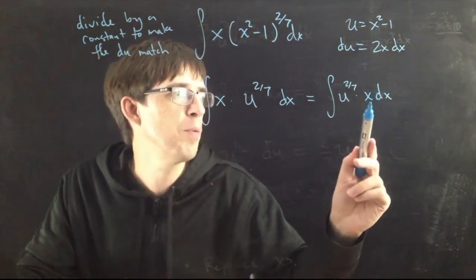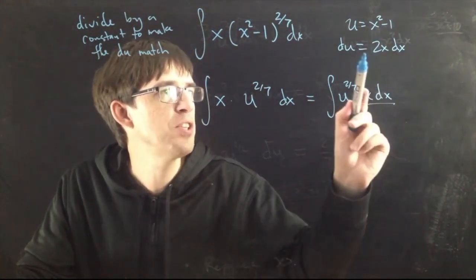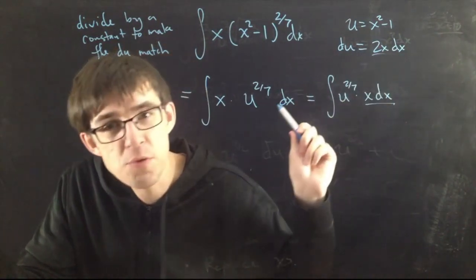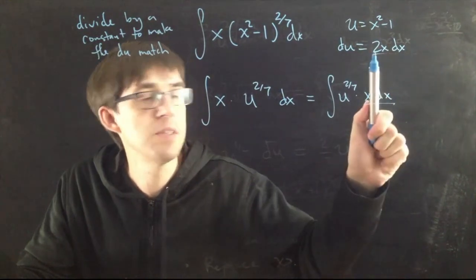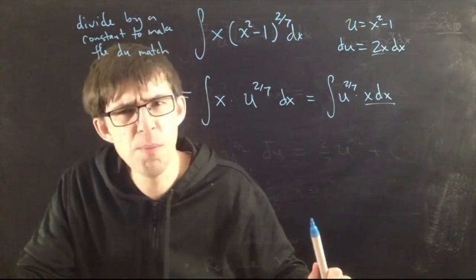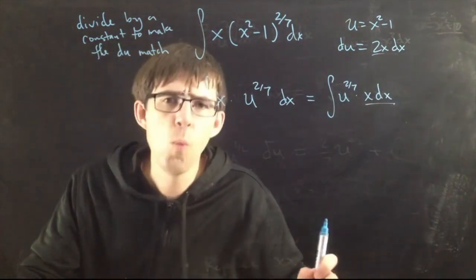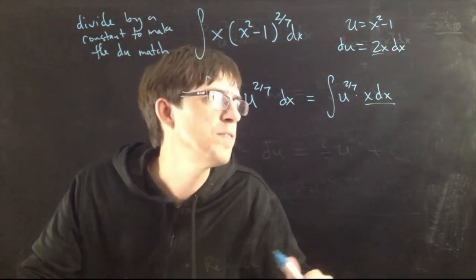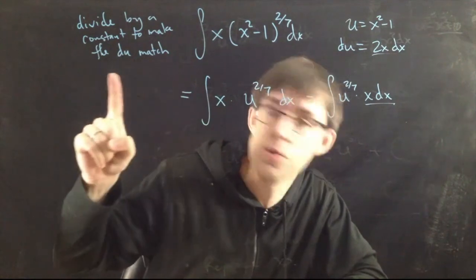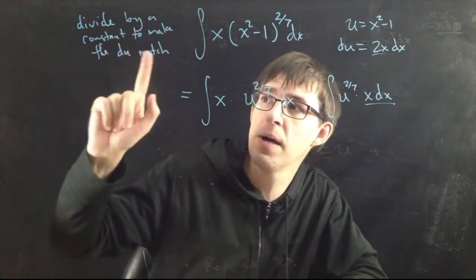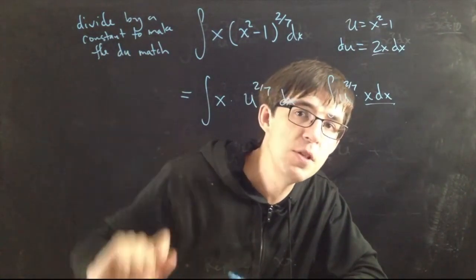And now is the point when you look here and you try to match this with the du, but they do not match because this is x dx, whereas this is 2x dx. They almost match, but not quite. What am I to do? What's a fella to do in this situation when they don't quite match? I told you what to do. Divide by a constant to make the du match.